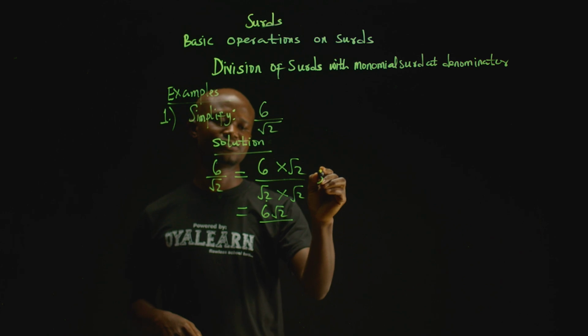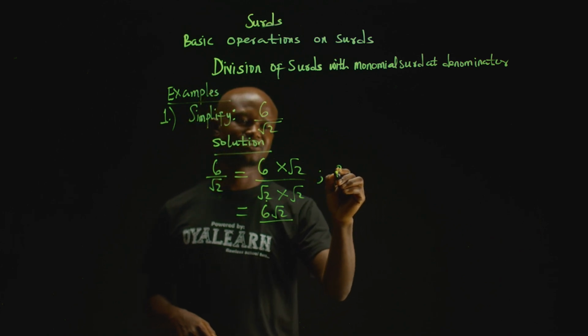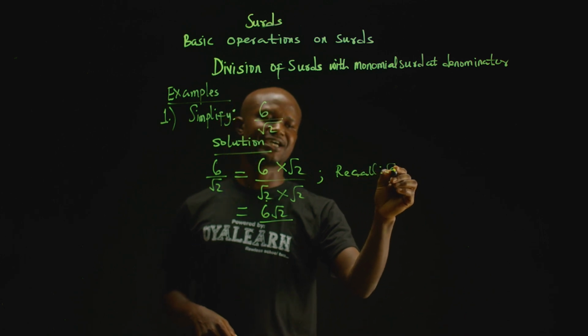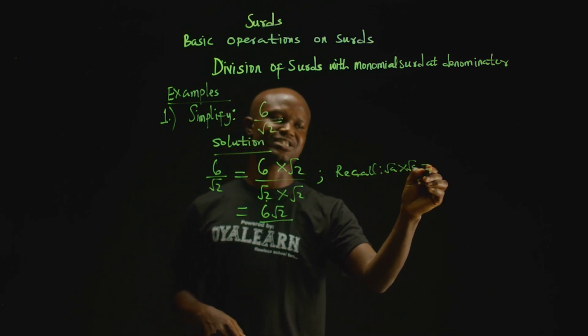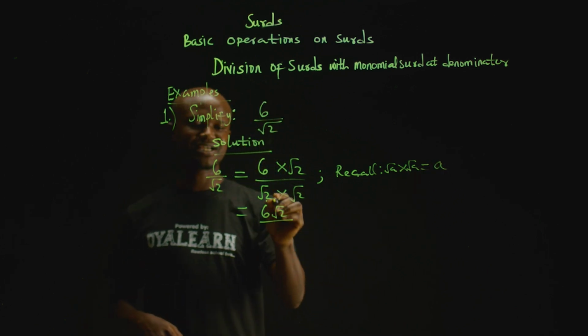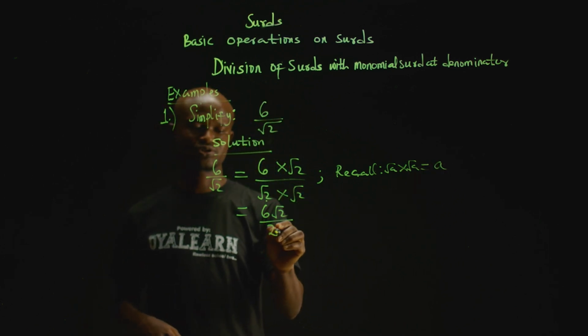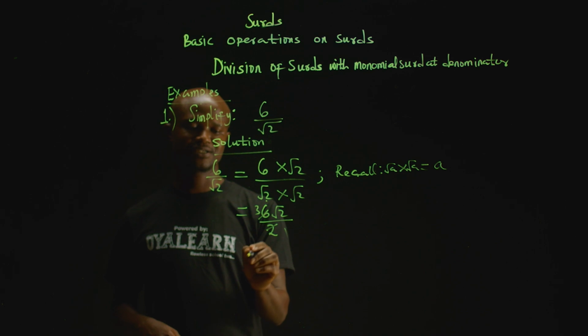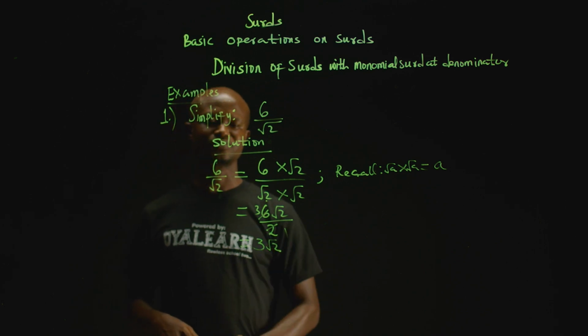Recall that root A times root A. What is root A times root A? That's A. So in this case, root 2 times root 2 will give us 2. So from here, 2 over 1, and 2 into 6, we have 3. So the answer is 3 root 2.